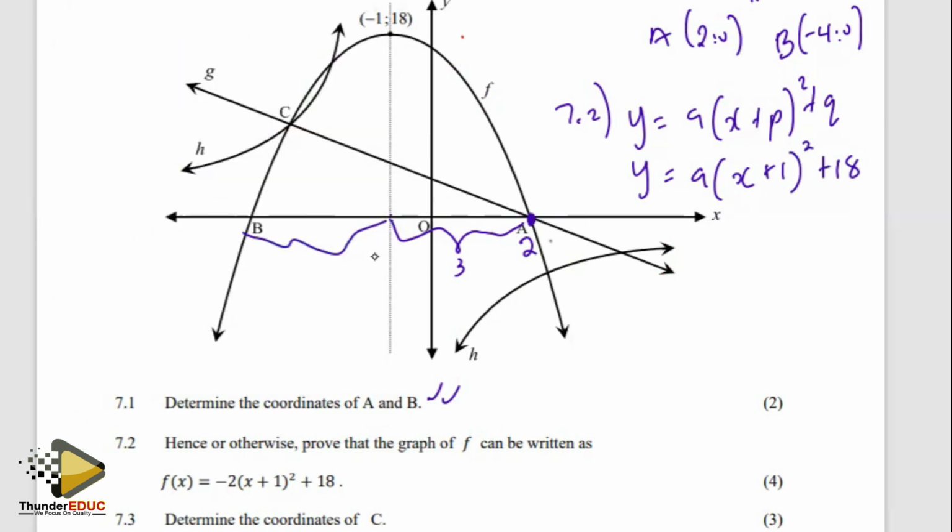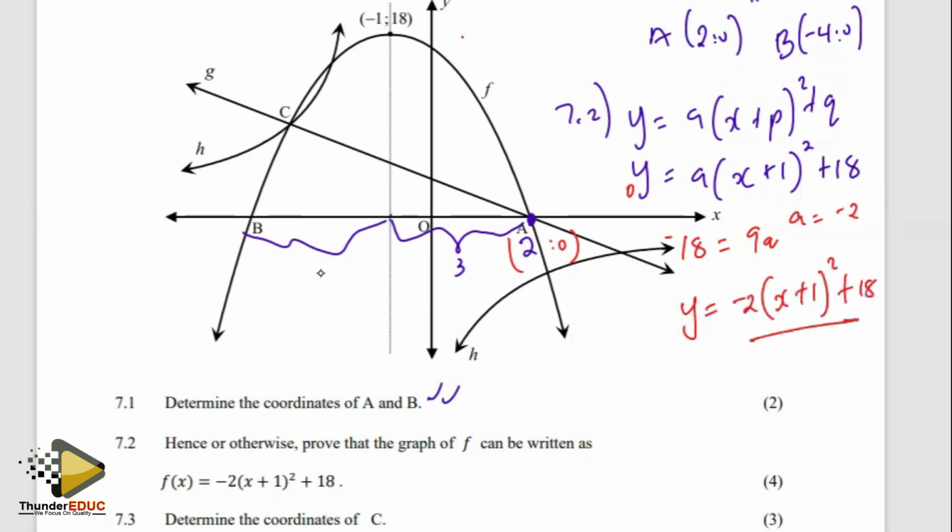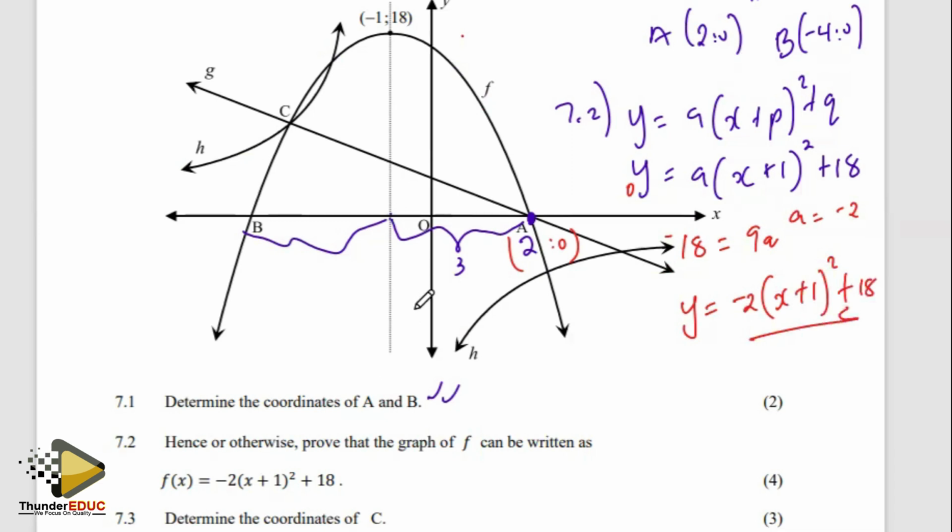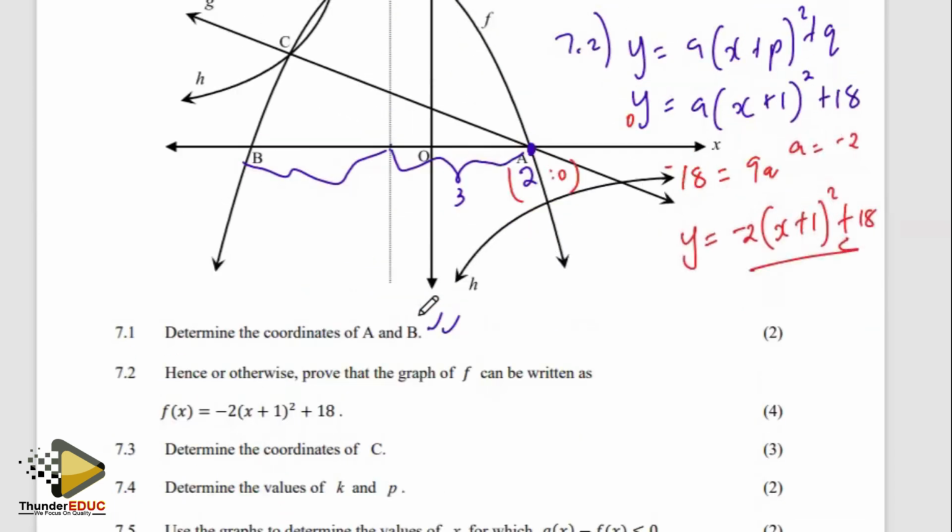Okay, let me use (2, 0). Where there is y, I'll put a 0. Where there is x, I'll put a 2. So that's going to be negative 18 is equal to 2 plus 1 is 3. 3 squared is 9a. Divide both sides by 9, a becomes negative 2, which means y is negative 2 into (x plus 1) squared plus 18. All right, then 7.3, they want us to get the coordinates of C.